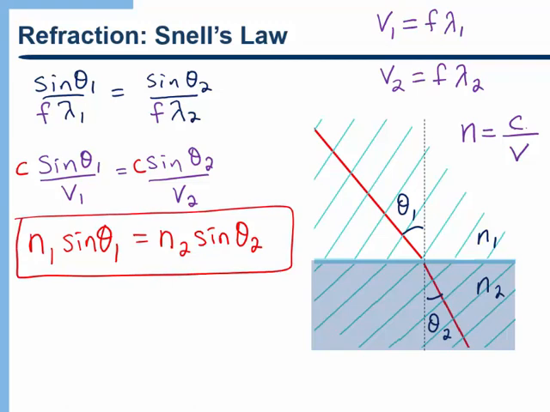So we end up with a very simple relationship between the indices of refraction of the two materials and the angle that the light makes in the two materials. Now there's one really important thing to remember. Remember this in homework and on tests especially. The angles are measured with respect to the normal.